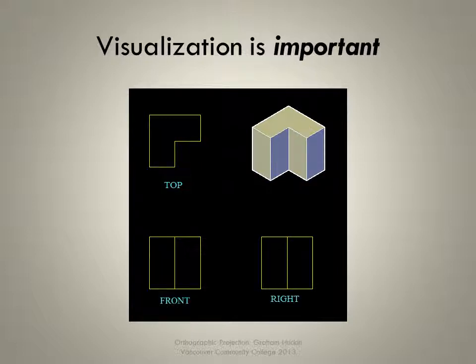A plane surface is represented by three or more points. Points 1, 2, 3, 4, 5 and 6 enclose the top surface of this shape. On the front view, the top surface is represented by a horizontal line. On the right side view, the top surface is also represented by a horizontal line. It is only on the top view that the surface is shown in its true shape and size.